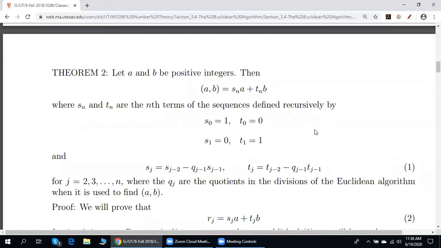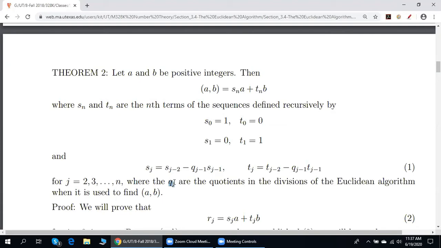Recursively means we start with two initial values. S0 is 1, S1 is 0, T0 is 0, T1 is 1. Here is what we do next. Sj is equal to Sj minus 2 minus Qj minus 1 times Sj minus 1. Tj is equal to Tj minus 2 minus Qj minus 1 times Tj minus 1.